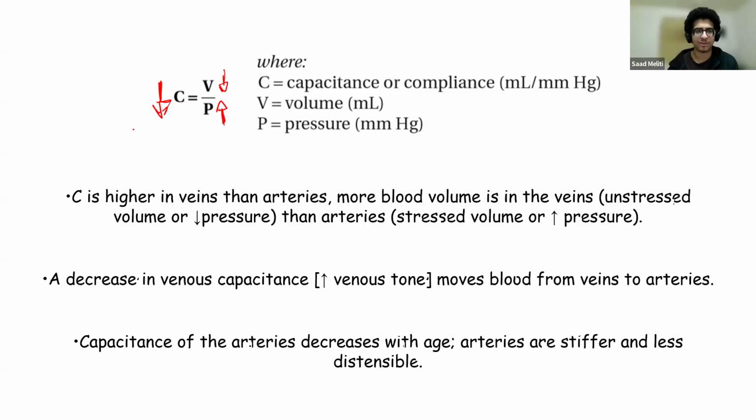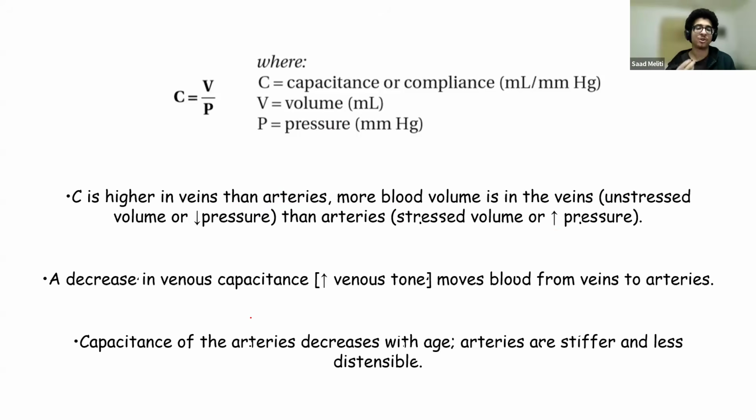Okay. Inshallah, there's a graph in the next slide which explains it better. But compliance is higher in veins than arteries. That's what we just explained. There's more blood volume in the veins than arteries. In the veins, there's less pressure, and in the arteries, there's increased pressure.